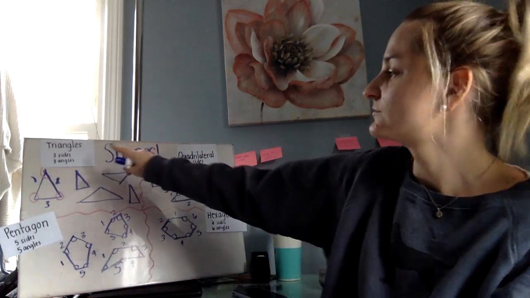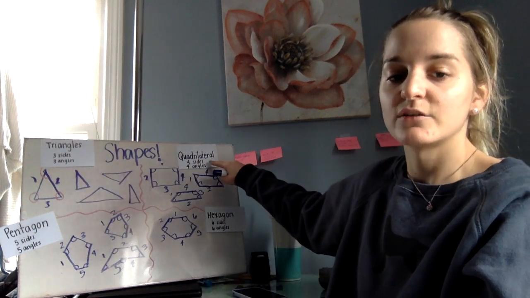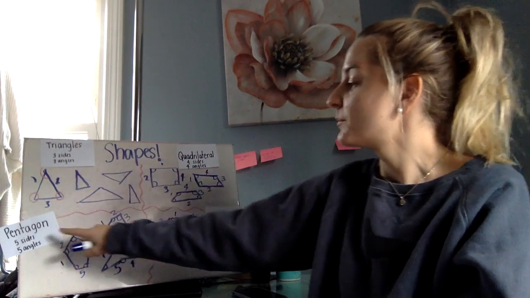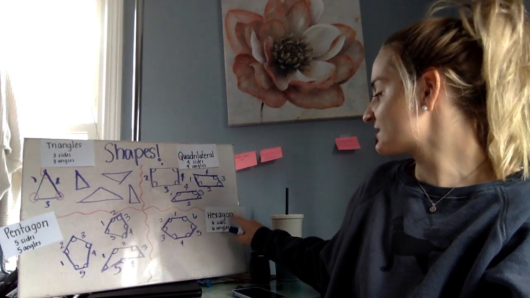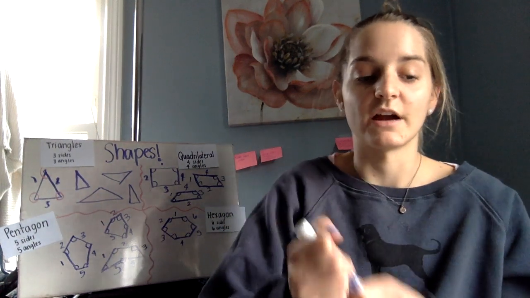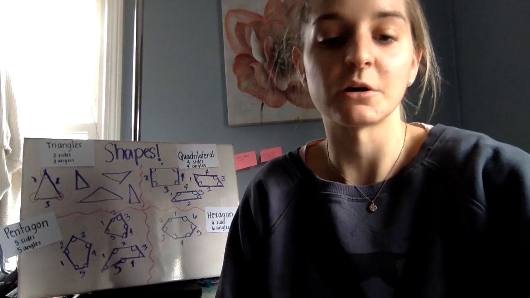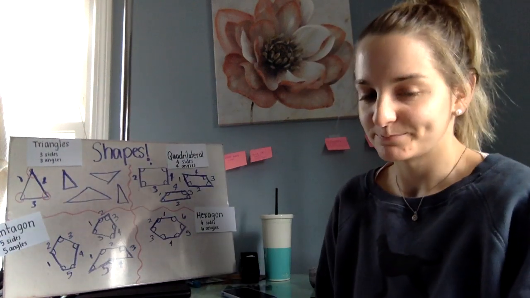So, triangles have 3 sides and 3 angles. Quadrilaterals have 4 sides and 4 angles. Pentagons have 5 sides and 5 angles. And lastly, our hexagons have 6 sides and 6 angles. I'm not going to try to draw another hexagon because I don't think Miss Adamson will do it correctly. So, the last thing before I want to practice them together is that all of these shapes have a name.